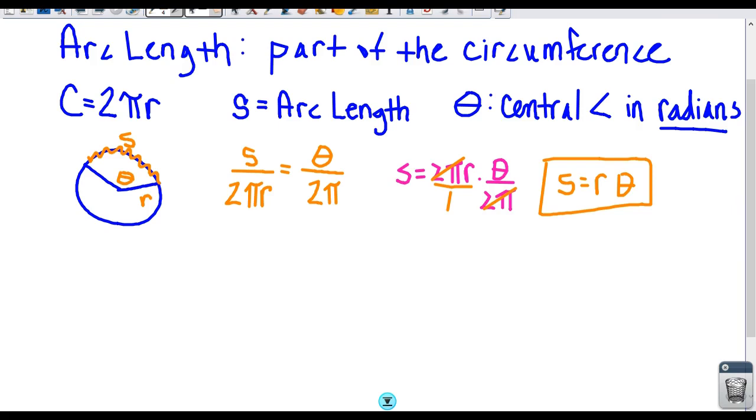It's that easy. So that's better than a proportion because you got extra stuff in there and you don't have to actually cross multiply and all that kind of stuff. You with me? That is your arc length formula. So let's do a couple here.